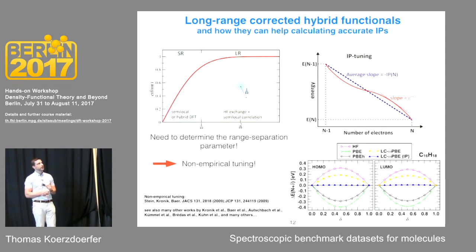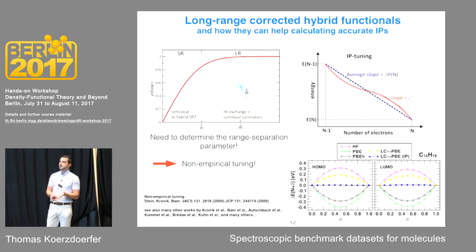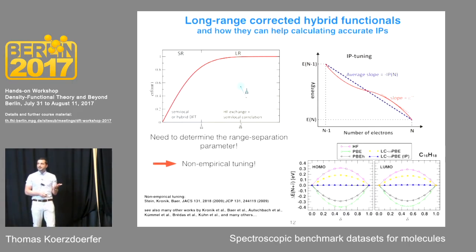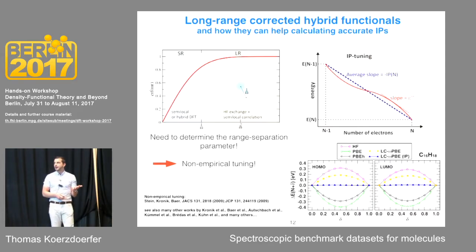So in Hartree-Fock, you have a localization error. In PBE, you have a delocalization error. If you do an IP-tuned long-range corrected hybrid functional, it gives you a straight line. And not only when you take out an electron from the HOMO, but also if you put an electron into the LUMO. It's more or less a straight line. Okay? So it's a straight line, and therefore it gives you good results for IPs and EAs because they are related via Janak's theorem.